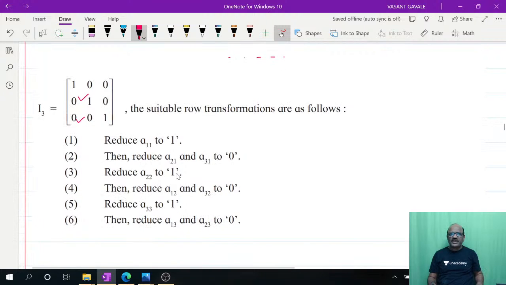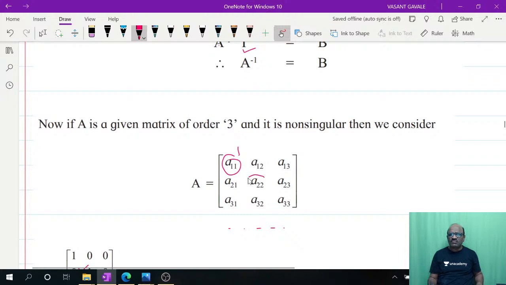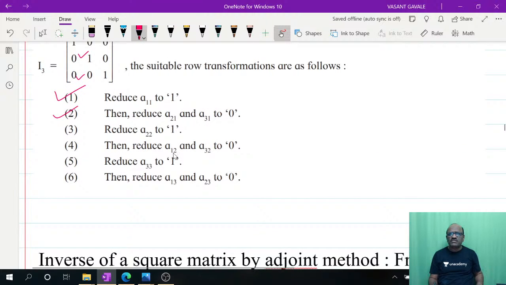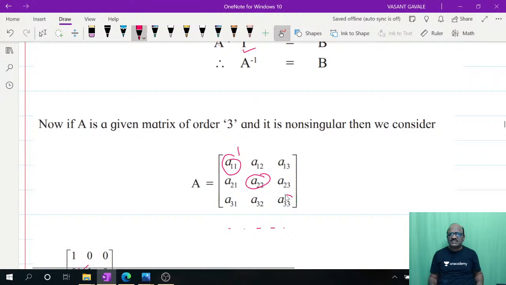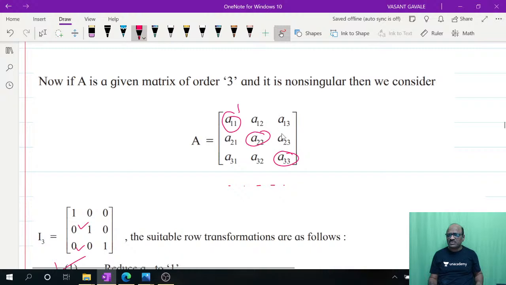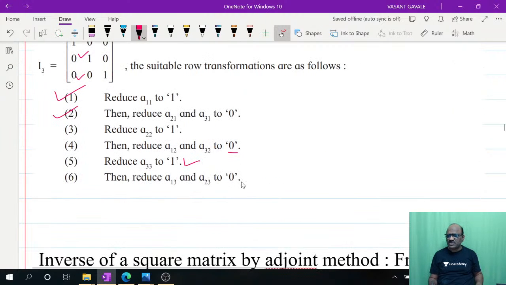Next is reduce A22. Your third step, तुमचे थर्ड स्टेप काय असले पाहिजे तर थर्ड स्टेप A22 ला तुम्ही आता 1 करणार आणि हे A22 1 झाल्यानंतर नेक्स्ट A12 and A32 या दोघांना तुम्ही 0 करणार. This is your fourth step. Then reduce A12 and A32 to 0 and the last A33. या A33 ला नंतर तुम्ही 1 करणार आणि त्याच्याच साहाय्याने A13 and A23 हे 0 करणार.